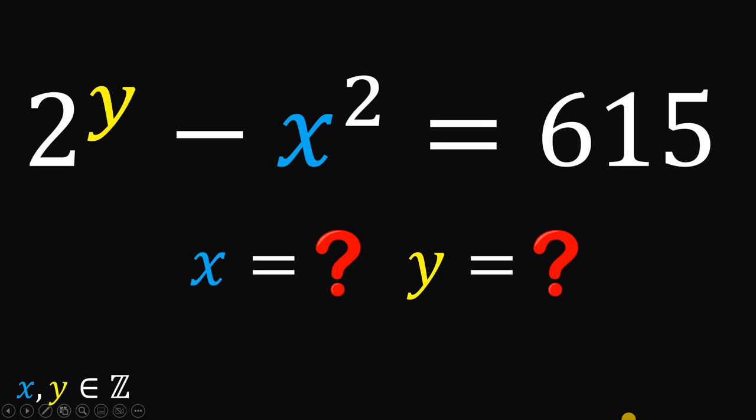Can you solve this math challenge? Here's the question. Given this equation 2 raised to y minus x squared equals 615, our goal is to solve for the values of x and y that satisfy this equation, provided that x and y are both integers. You can pause this video if you want to give this problem a try.